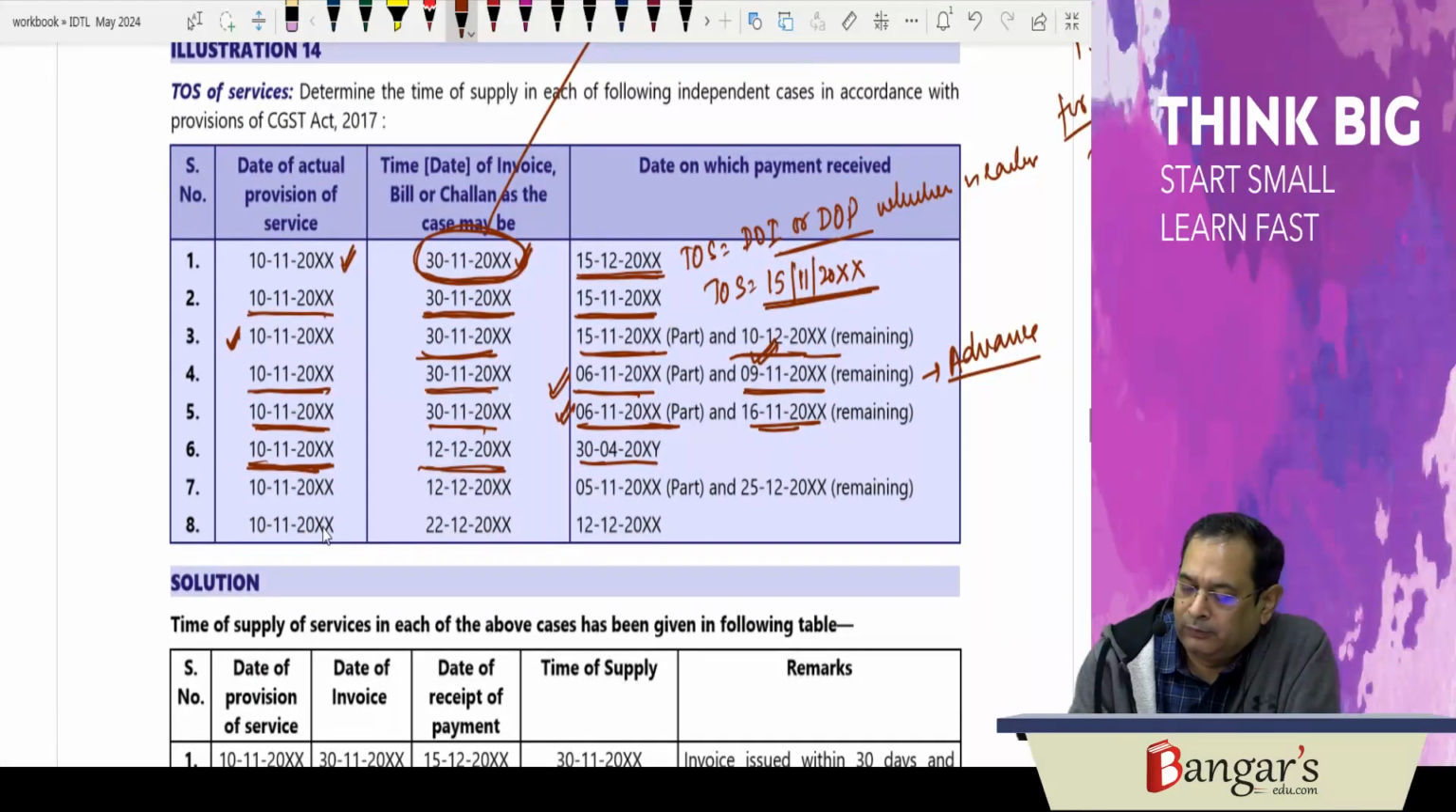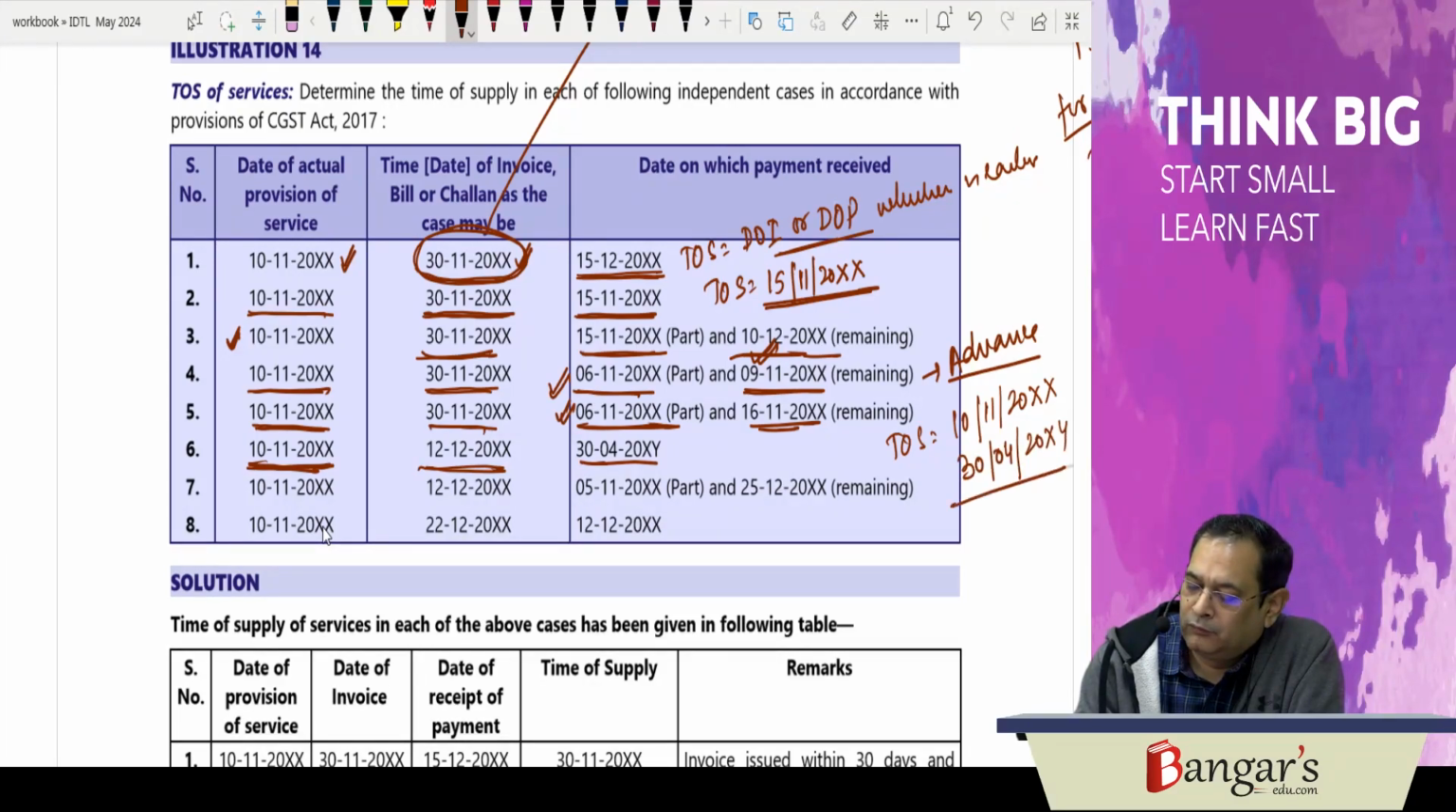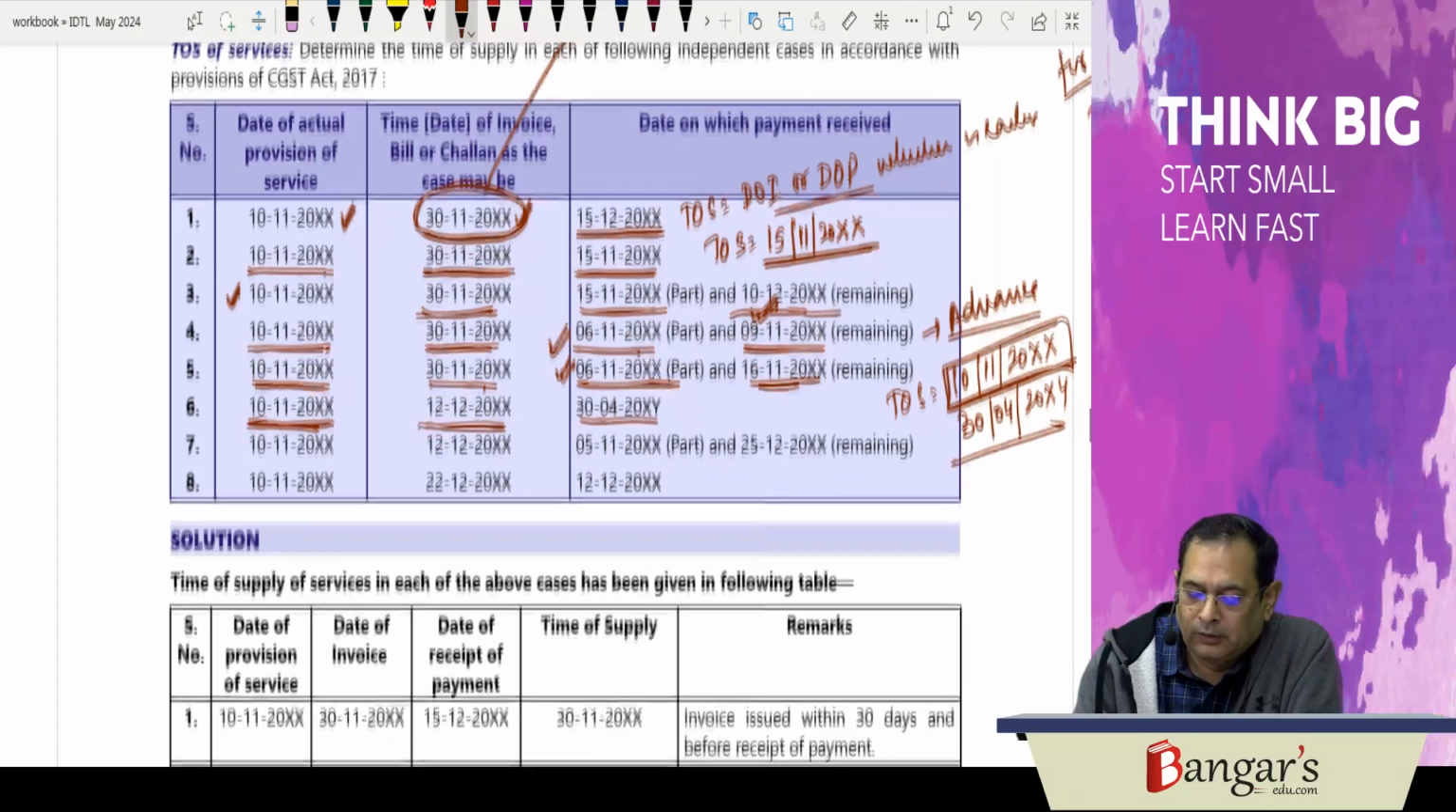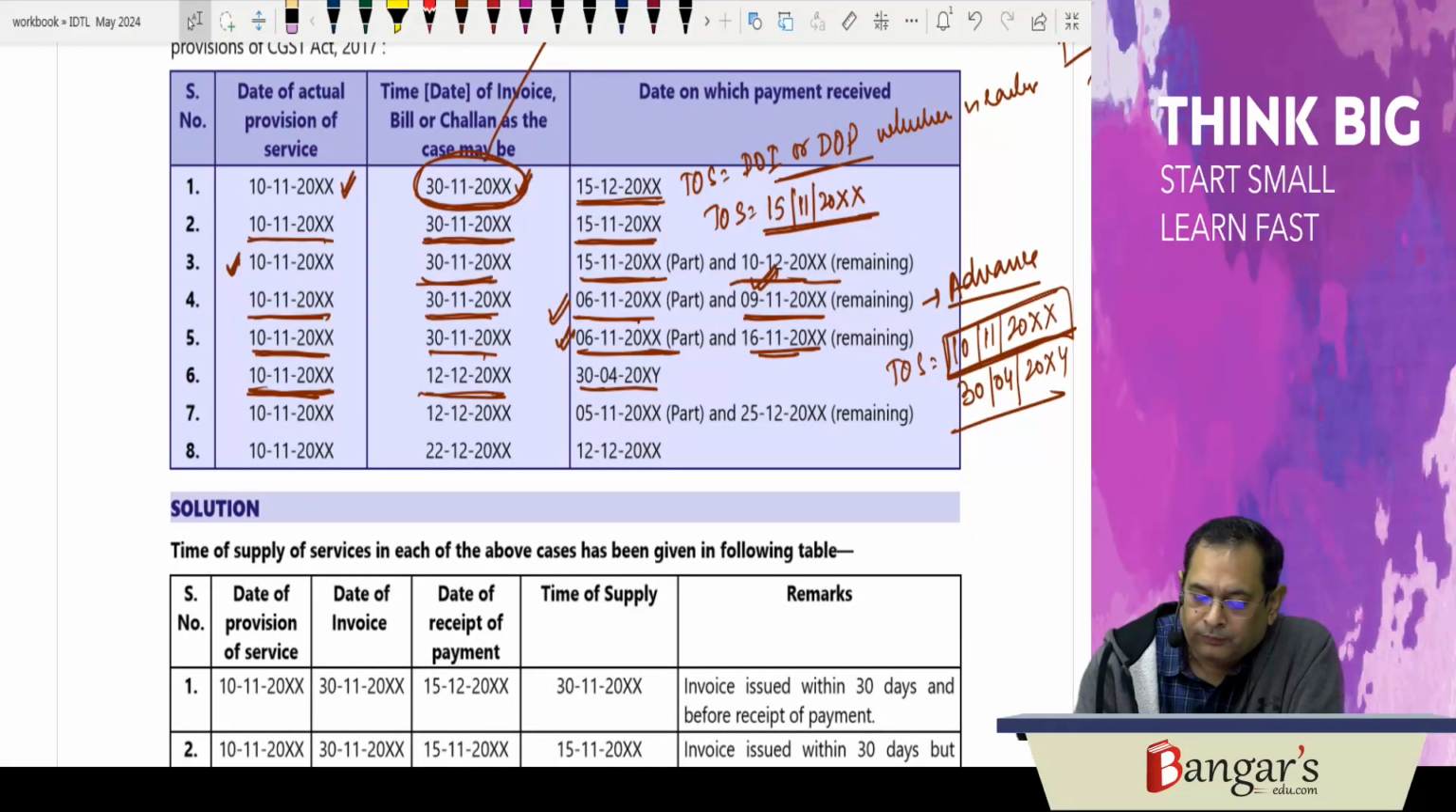Time of supply will be what? The last date of provision of service, that is 10/11, or date of receipt of payment, that is 3/4 of the next year, whichever is earlier, it will be 10/11. Then it is 10/11, the date of provision of service. Invoice is not issued within 30 days.